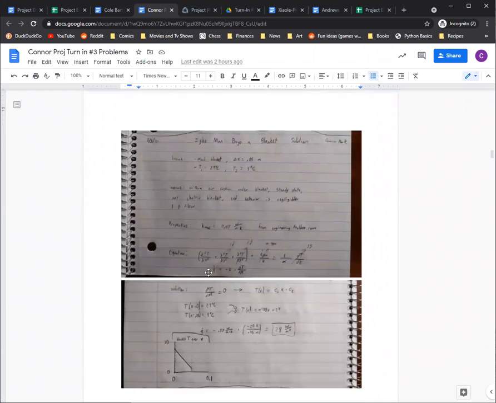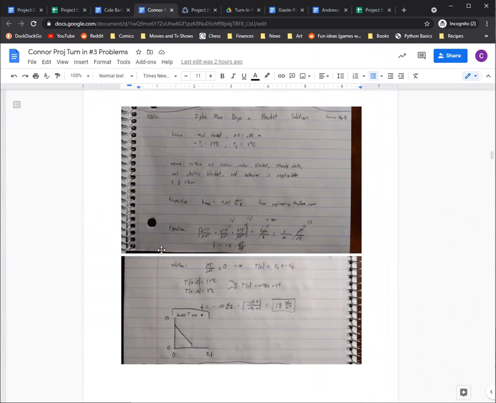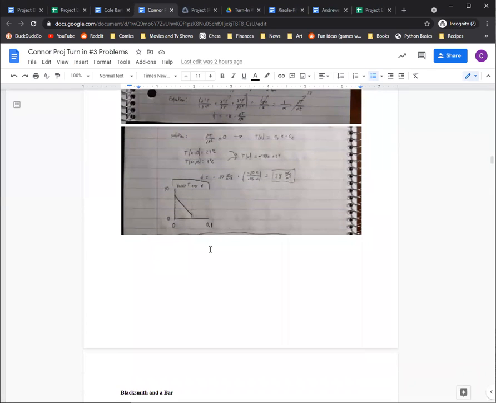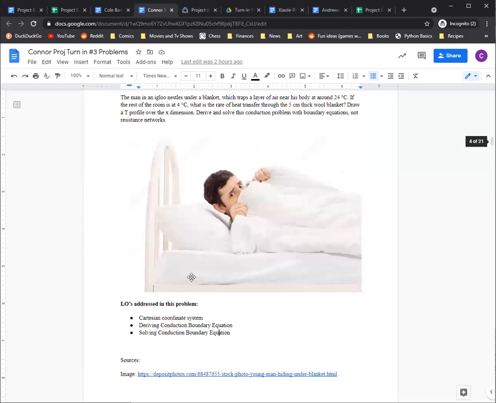Basically, you're just going to start off with the extended form of this conduction equation. And then you can just integrate it twice to find that in this case the temperature profile is linear, and solve using the boundary conditions of the given temperatures. There's no convection, so there's just the given edge temperatures. And you can find that the heat transfer through the wool blanket is going to be about 28 watts per meter squared. All right, awesome.